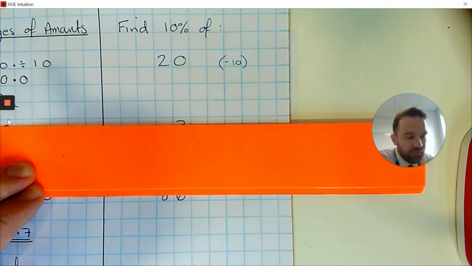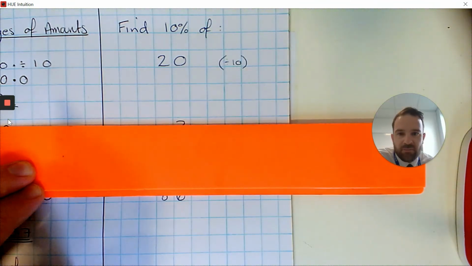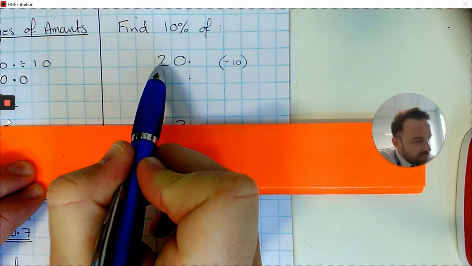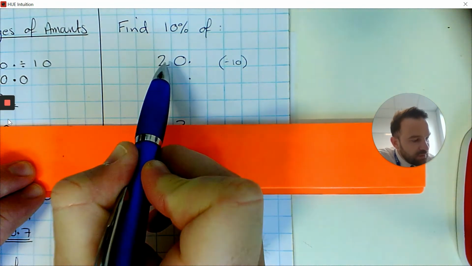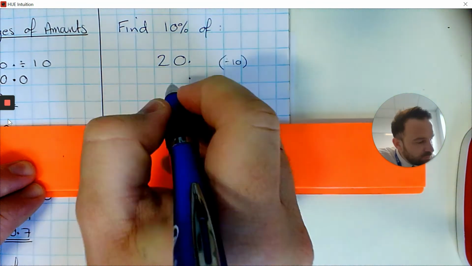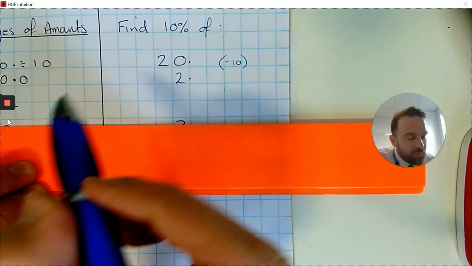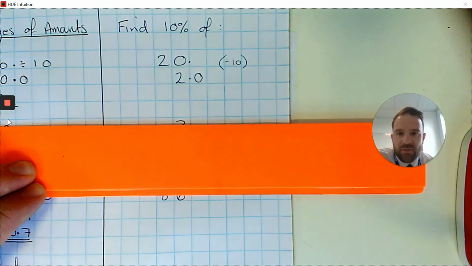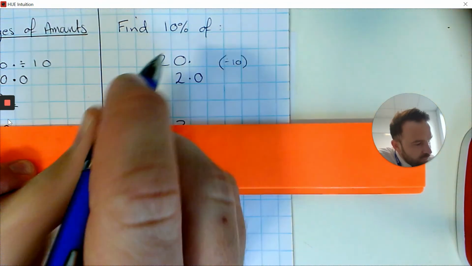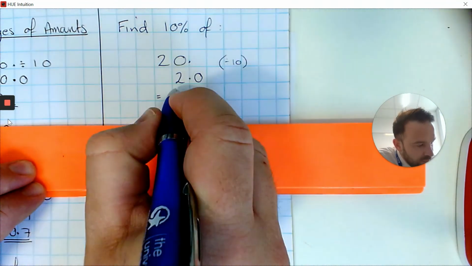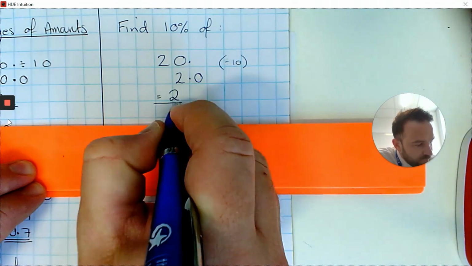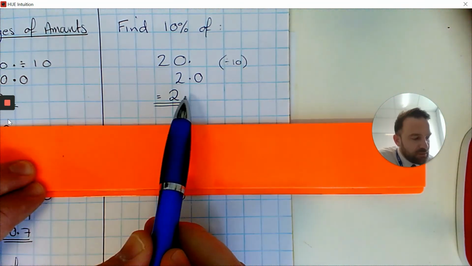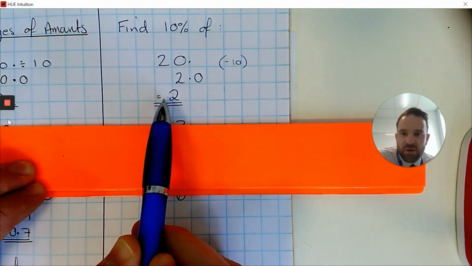I'm going to follow the same steps as I did previously. So if I just draw in my decimal point, I'm going to change my 2/10 down to 2 units. My 0 units becomes 0/10, and my answer to finding 10% of 20 is 2. Now it's an amount I have found. It's not a percentage, so I don't need a percentage sign here. Okay, my answer is just 2.